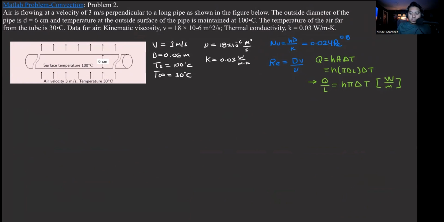For the second part of this project, we have problem 2, which is something similar. But in this one, instead of flow inside the pipe, this is flow over a cylinder or over a pipe.